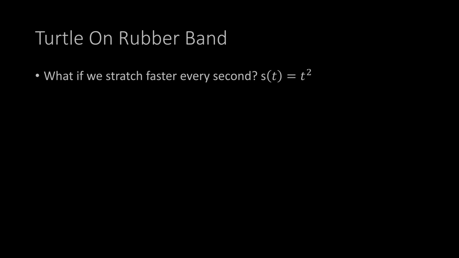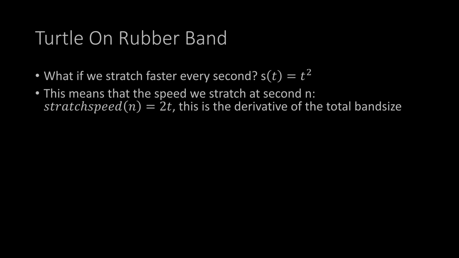But what if we stretch it faster every second? So we stretched it 1 or 2 units per second, but what if we at some point just decide, well, now we stretch it 3 units and in the next iteration 4 units and so on. An example for this is t squared, because the speed we stretch at second n is 2 times t.